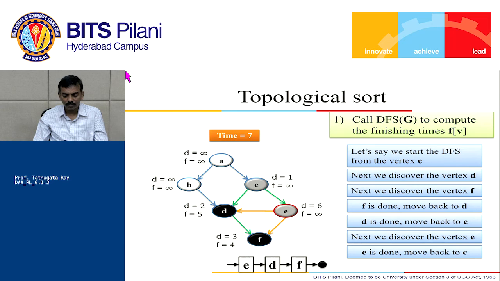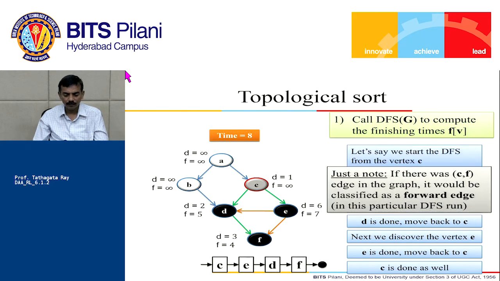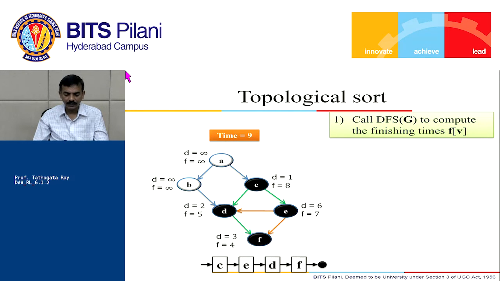So you give the finish time to E, put it in the front of your linked list, and then go back to C. Now notice that once you have gone back to C, you increment your timestamp to 8. Is there a neighbor of C which is unvisited? Well, at this juncture there are none. So your C is also done. So put C in the front of your linked list and assign it a final value or finish time. So F becomes your 8.